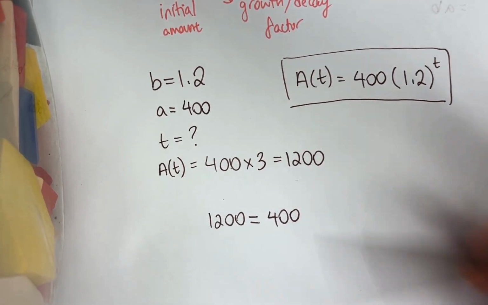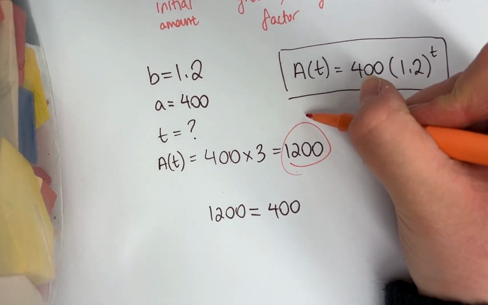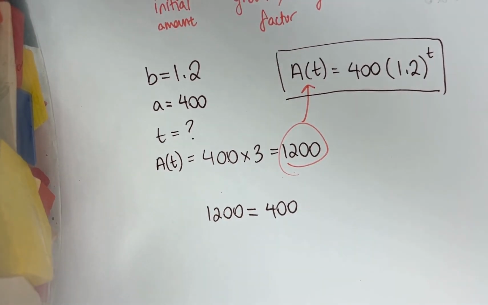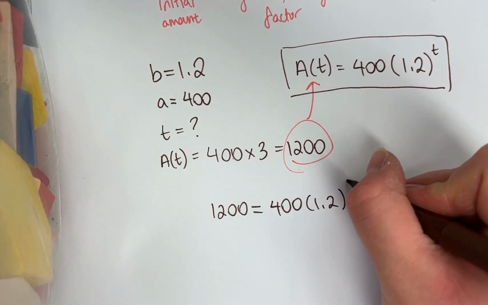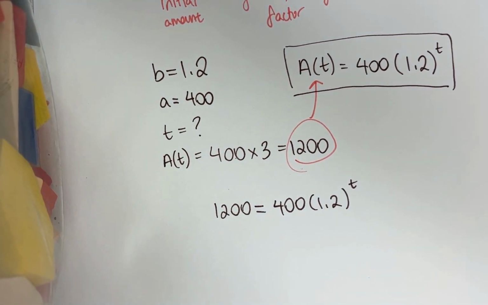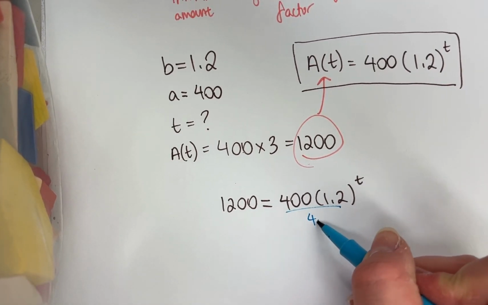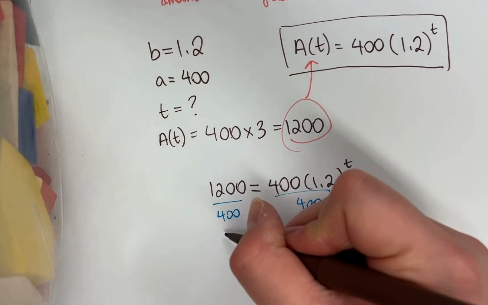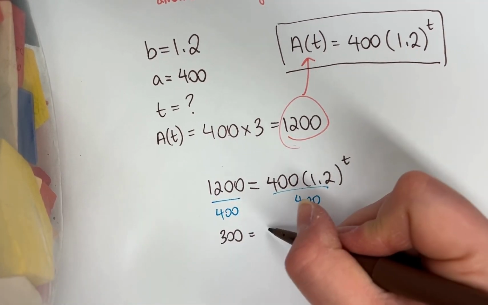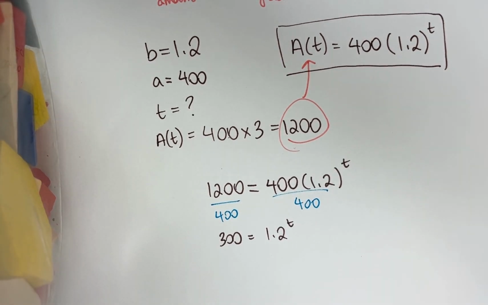So I'm just plugging this value right there in my equation, to the power of t. Now I'm solving for t. To solve for an exponent, I'm going to divide both sides by 400, which gives me 300 equals 1.2 to the power of t.